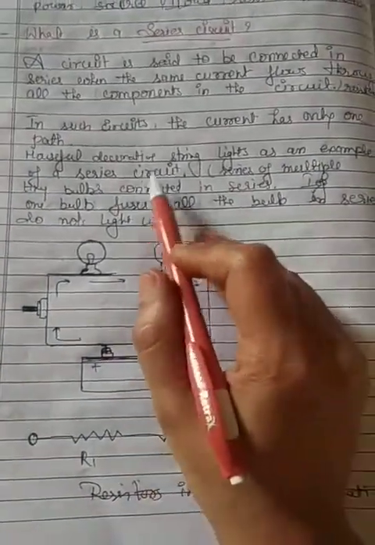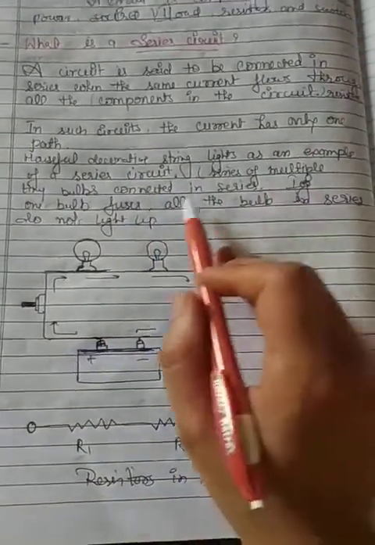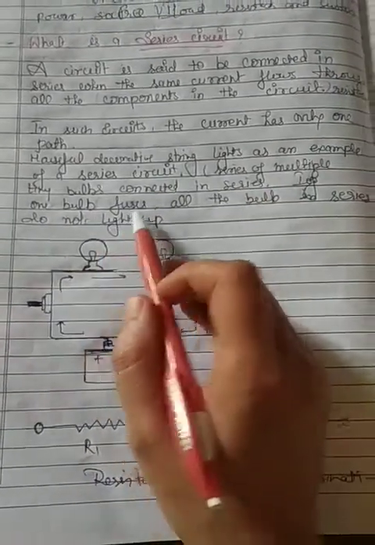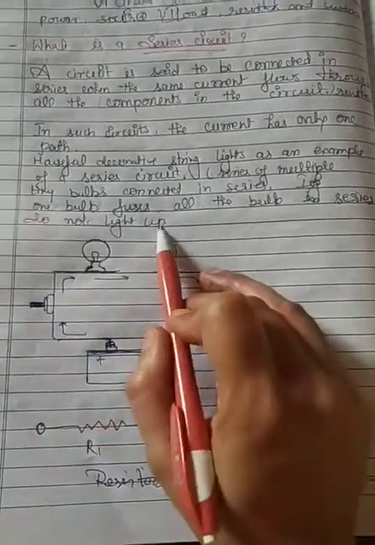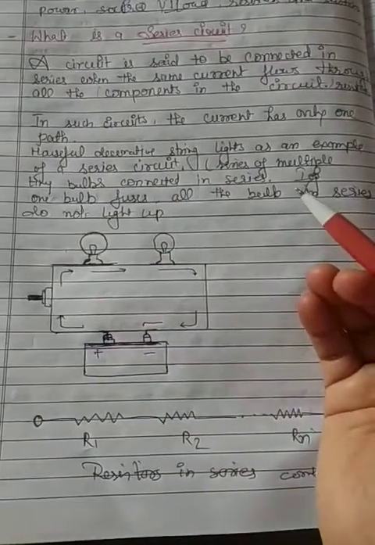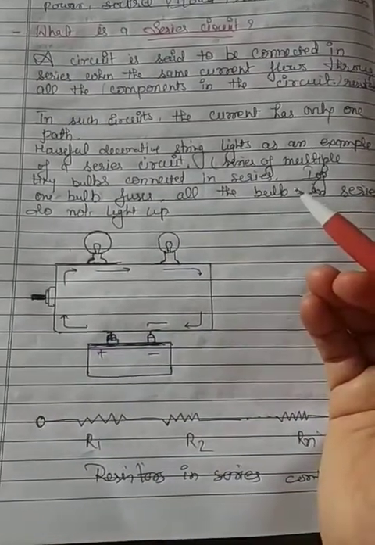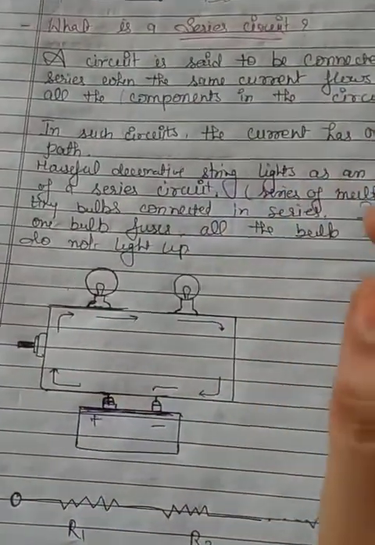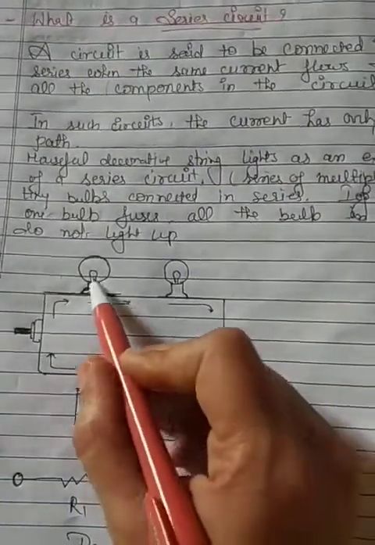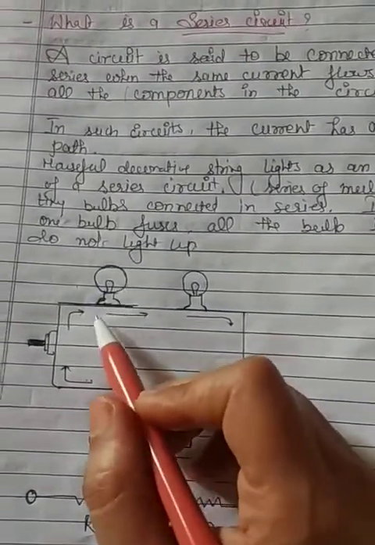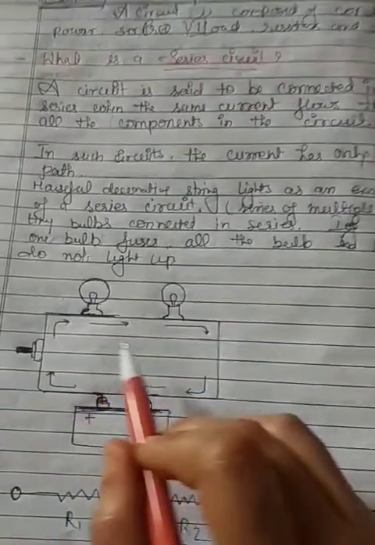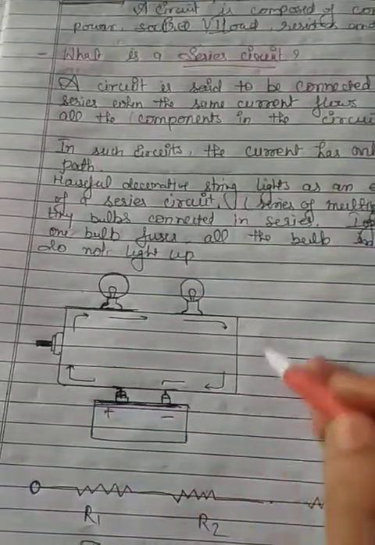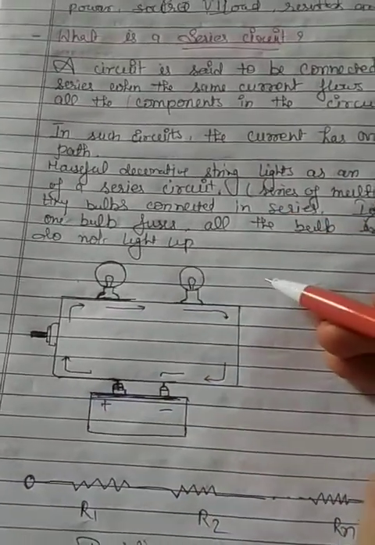So we know household decorative string lights as an example of a series circuit: a series of multiple tiny bulbs connected in series. If one bulb fuses, all the bulbs in series do not light up. So in a series connection, if any resistor is broken or a fault occurs, then the entire circuit is turned off. And the series circuit is simpler compared to a parallel circuit. Okay.